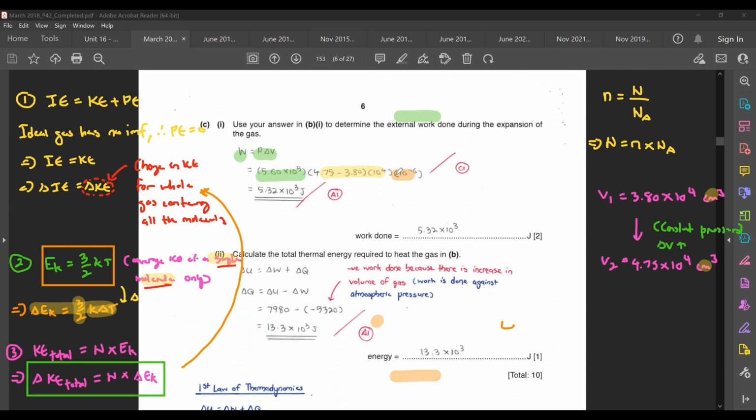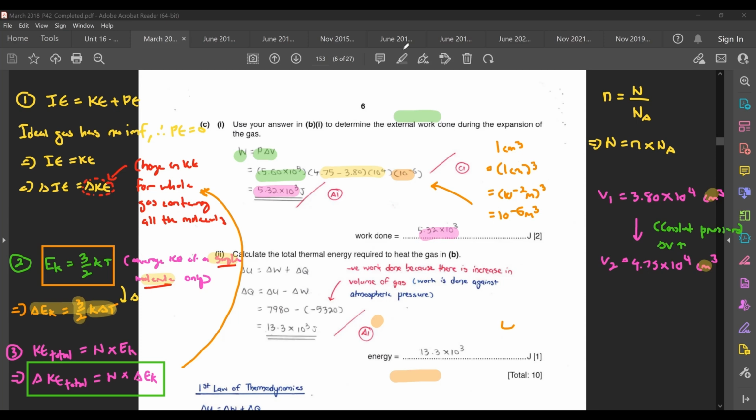Just to recap a little how you change from centimeter cube to meter cube. 1 centimeter cube is the same as 1 centimeter inside a bracket that is cube. 1 centimeter is 10 power minus 2 meter inside the same bracket cube, such that you get 10 power minus 6 meter cube. Okay, that's how you got your conversion here. So multiply everything together, you will get 5.32 times 10 power 3 joules. Okay, this is your final answer.